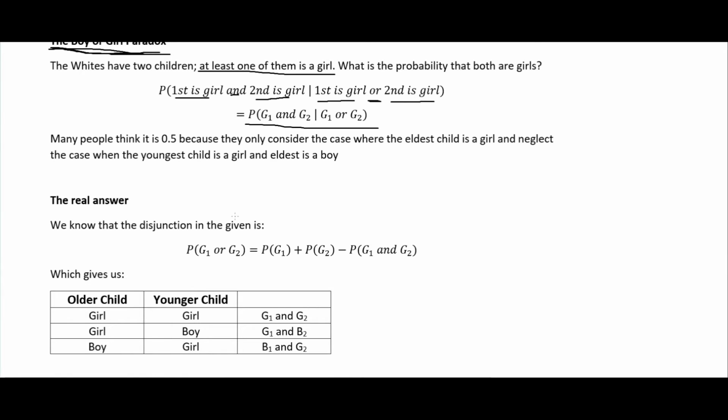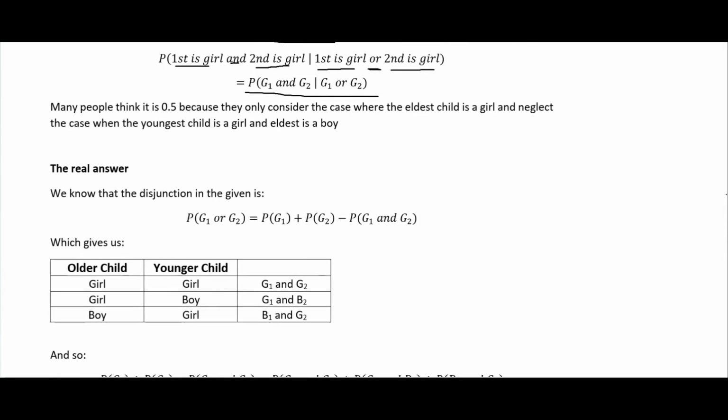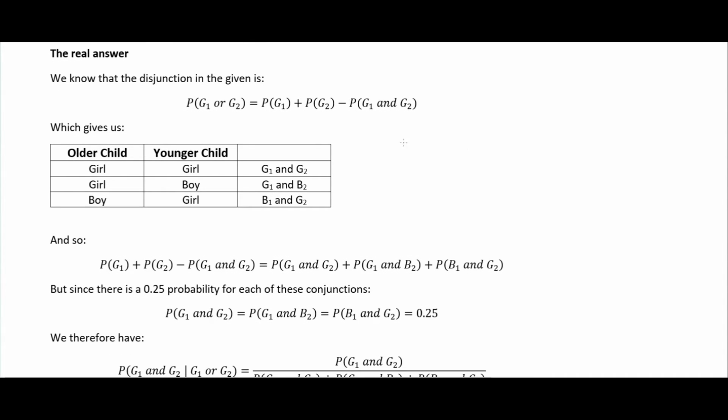But if we go into the real answer here, Steven Pinker doesn't go through this much detail, but I kind of wanted to go through the math here, so hopefully people will understand this a little better. So we know that the disjunction in the given is this. That's just our definition of the disjunction. So the probability that the first one is a girl or the second one is a girl is the probability that the first one is a girl plus the probability that the second one is a girl minus the conjunction of the probabilities, which gives us this table.